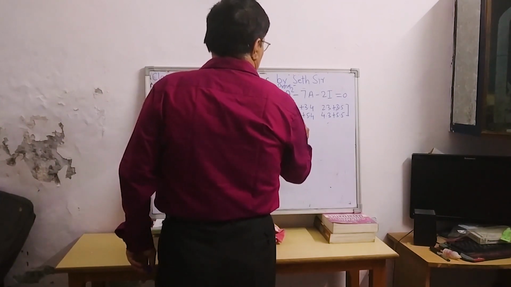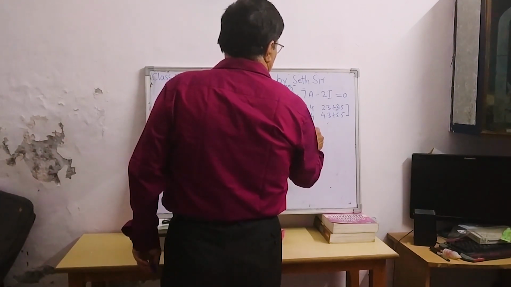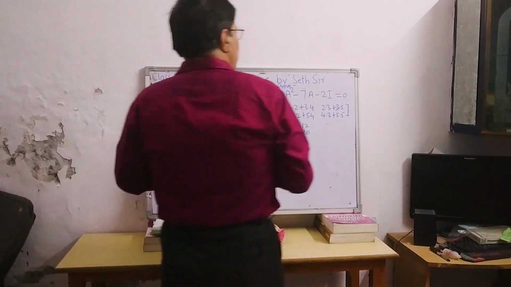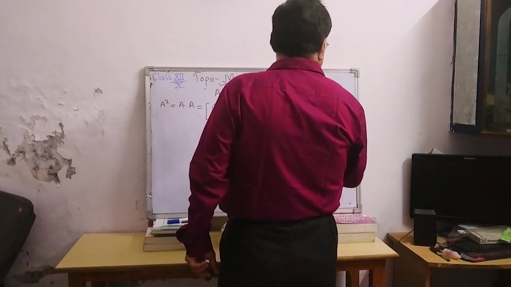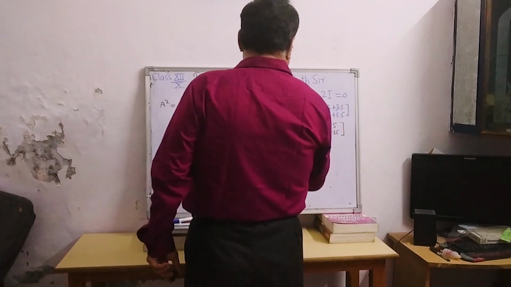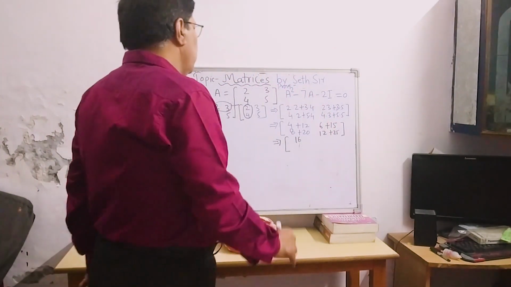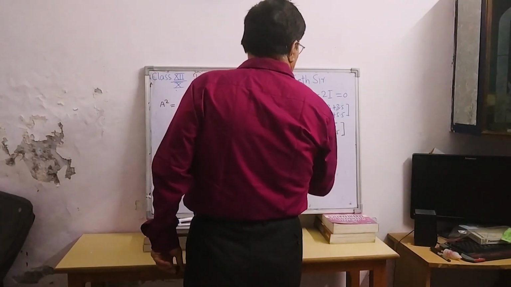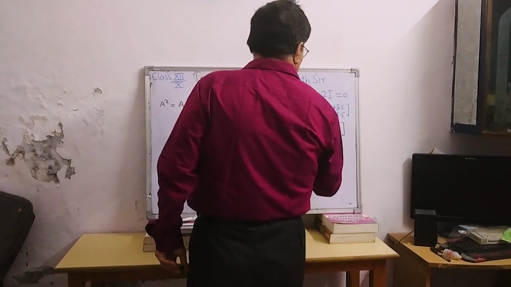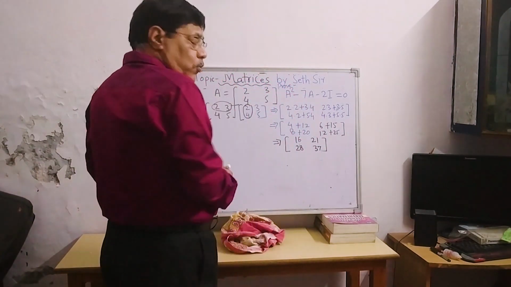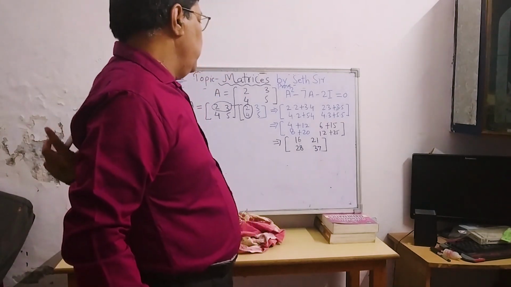You will see 2 2s are 4, 3 4s are 12, 4 2s are 8, 5 4s are 20. Next is 2 3s are 6 plus 15, 12 plus 25. So this will be 4 plus 12, 16 will come. Now 28 and 21 and 37. So this is the value of A square. It is coming 16, 28, 21 and 37.